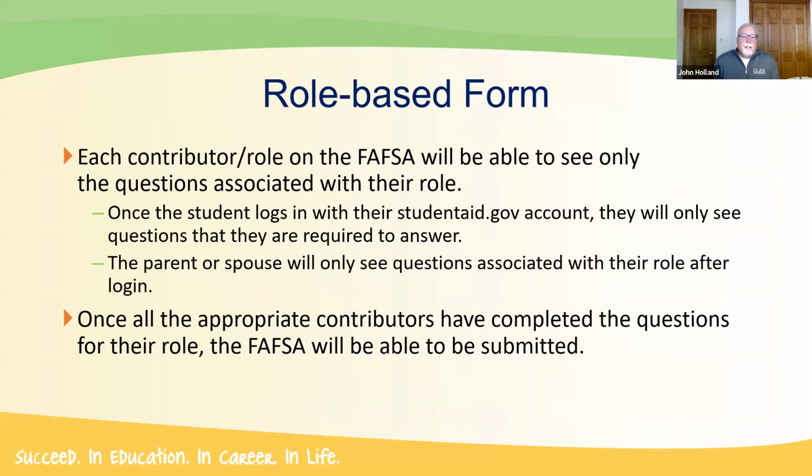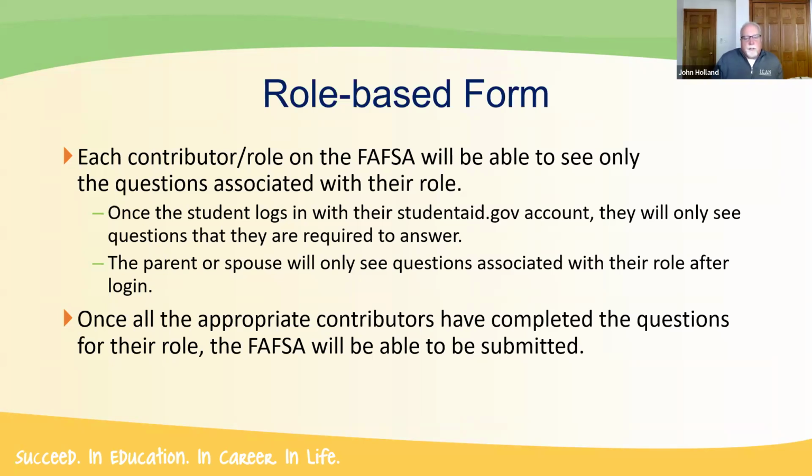So ideally, what would happen is a student would log in with their studentaid.gov account, and we'll talk about that account here in just a few minutes. But the student would log in, they would answer their questions, then they log out, and then the parent would log in, answer their questions, and then hit sign and submit, and all the parts of the application come together and get submitted. So it's a student role and then usually a parent role as well. So once you complete both of those sections, they come together and the application gets submitted.